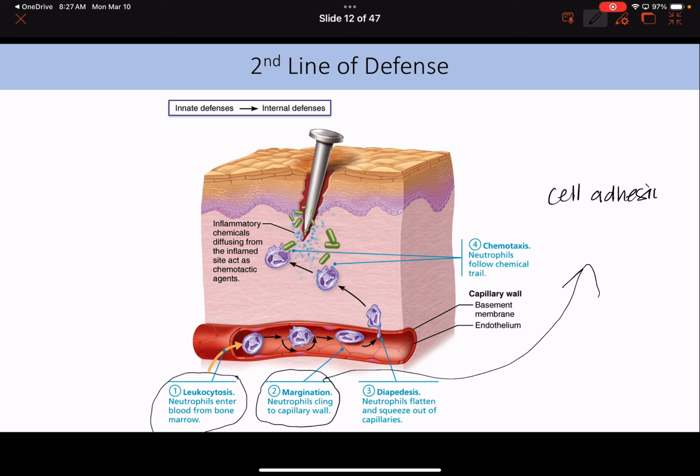So that process of them sticking to the cell adhesion molecules is called margination. And then you know about diapedesis. That's how they squeeze out of the capillary to get to that site of injury. And then chemotaxis, where when you have an injury to the skin, inflammatory chemicals are sent out, and that attracts neutrophils to that area as well. So the margination slows them down, but ultimately it's the inflammatory chemicals that attract them exactly to where the injury is.